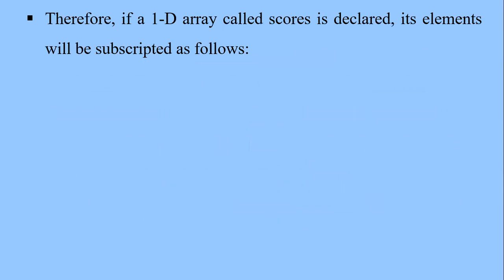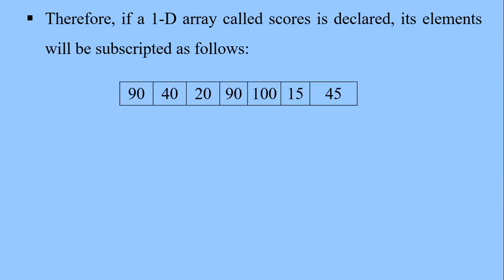Therefore, if a one-dimensional array, for example scores, is declared, its elements will be subscripted as follows. In our array of 7 elements, 90 will be subscript 0, 40 subscript 1, 20 subscript 2, 90 subscript 3, 100 subscript 4, 15 subscript 5, 45 subscript 6. Those are also called indices. So we have indices running from 0 to 6, what I'm calling subscripts.